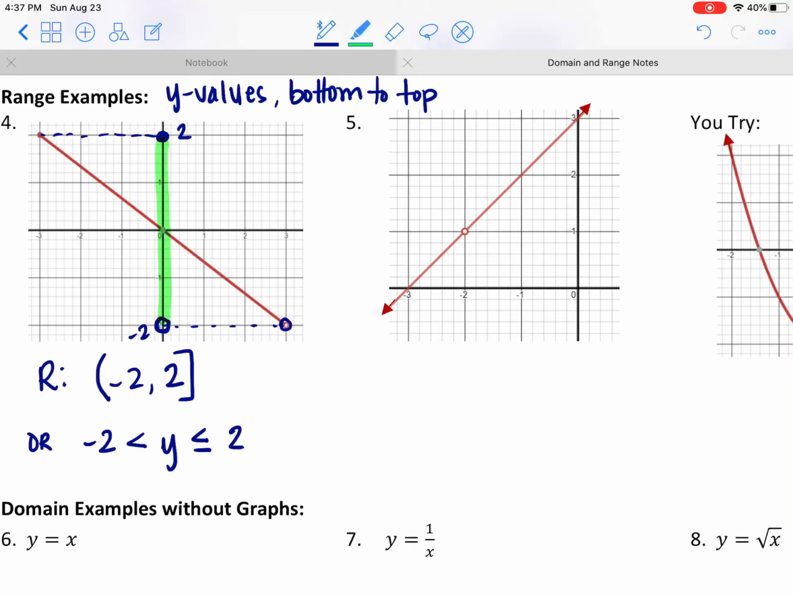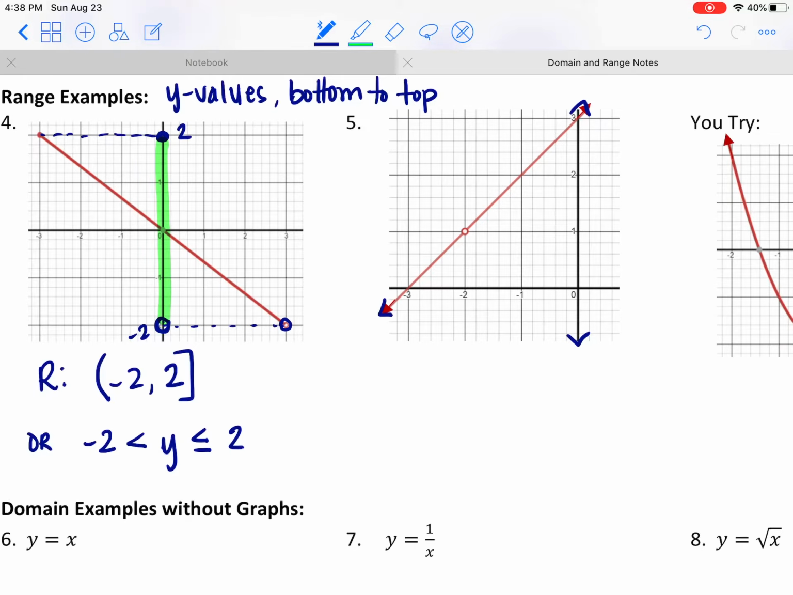Lowest to highest. So this arrow, although it looks like it's going left, is also going down. So this graph is going to go down forever. This arrow, at the same time that it goes to the right, is also going up forever. So we're going down forever, we're going up forever. So up and down forever.